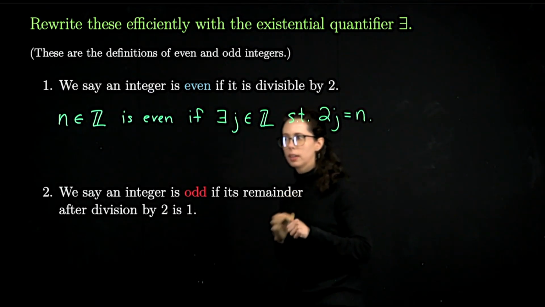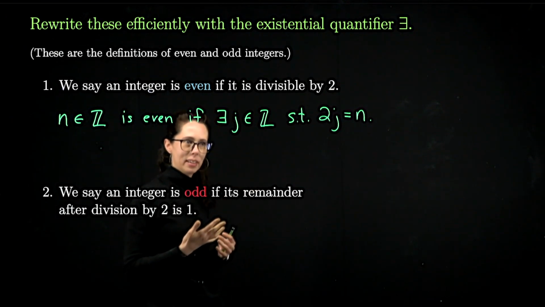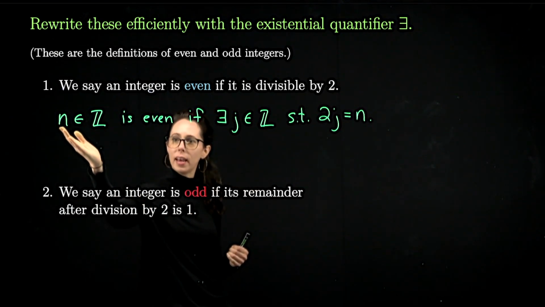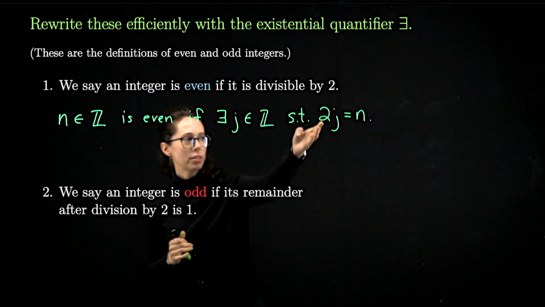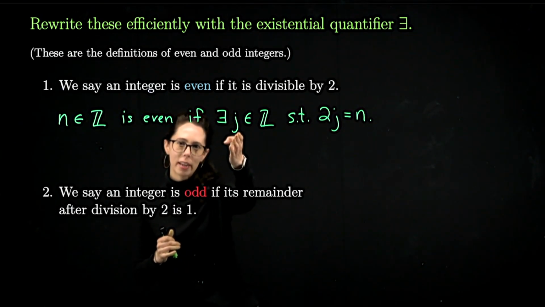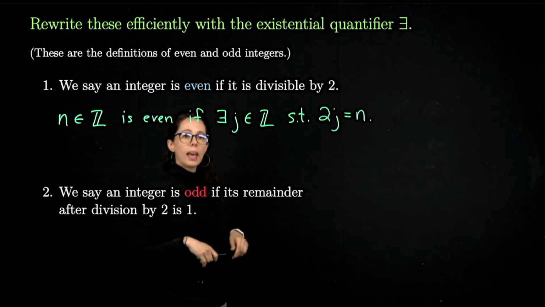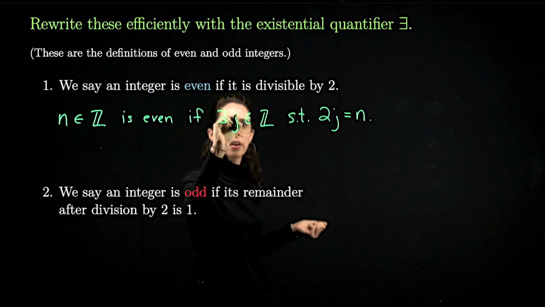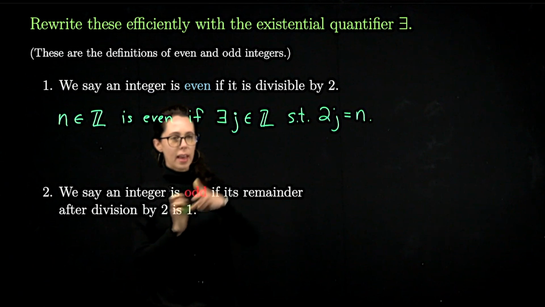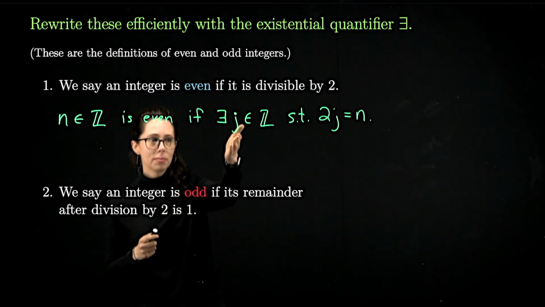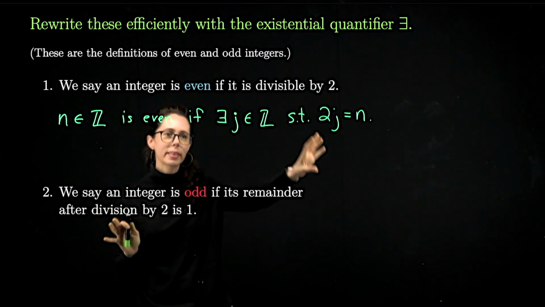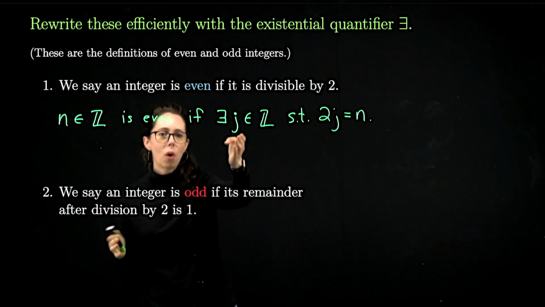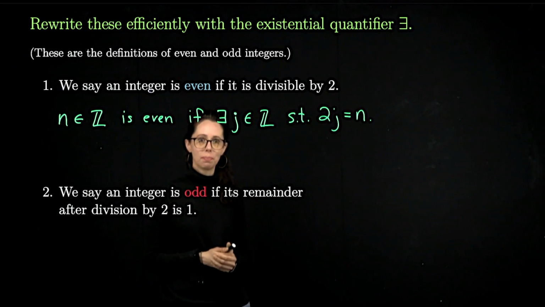Okay. So going back to my number that I picked out of 18, 18 is even because there exists a 9 so that 2 times 9 is 18. So that's what this j here is referring to. And we actually know in this case that there's only one j. So I couldn't have picked anything else other than 9, but that's not really important here. I don't need to make that precise. Just saying that there exists one is enough for this definition.